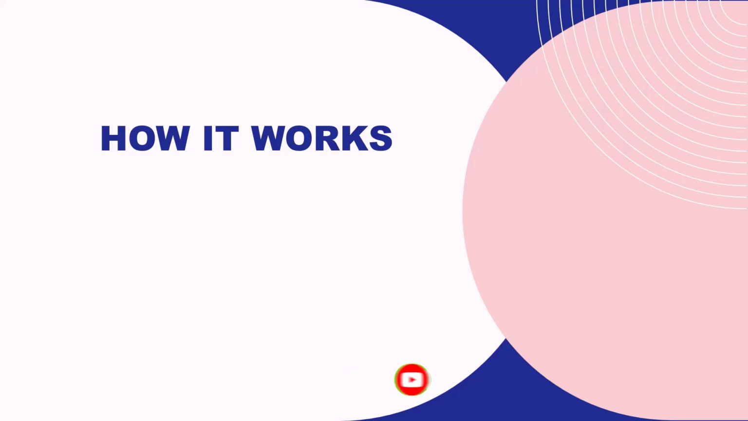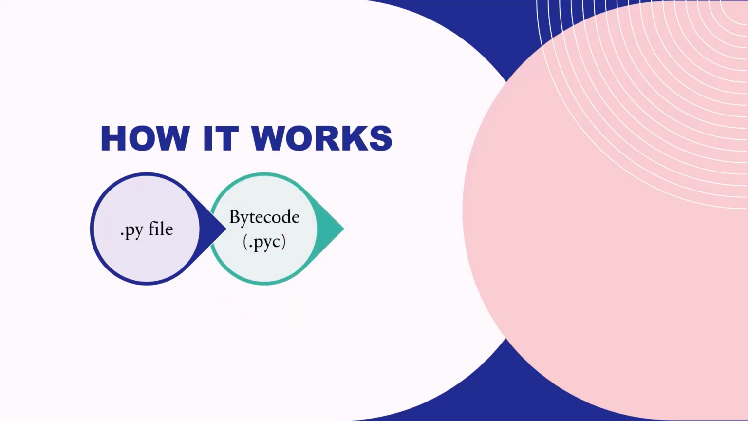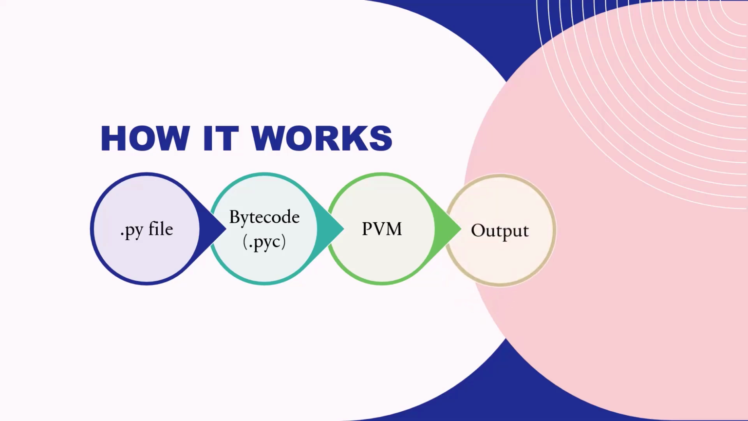Next, let's understand how it works. At the very first step, you have your .py file which is compiled into bytecode. Now bytecode is either stored temporarily or saved as .pyc files. Then comes step 3. The Python virtual machine reads this bytecode and executes it, and you get your output.